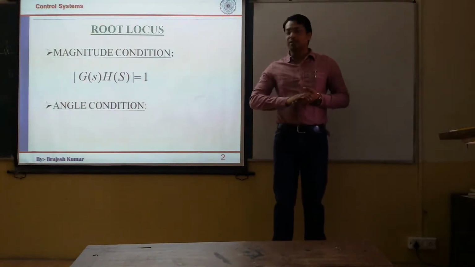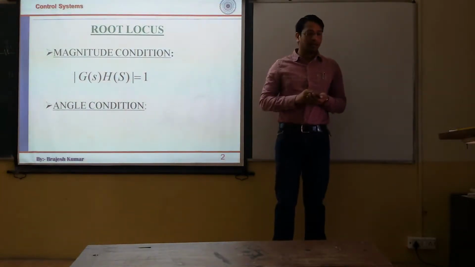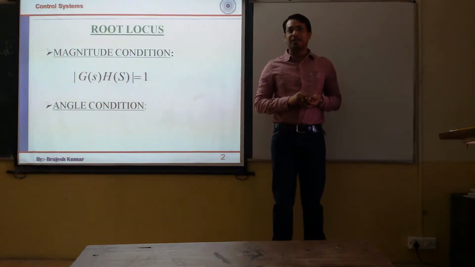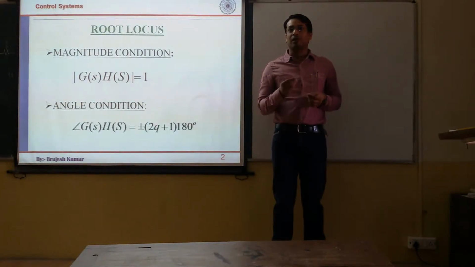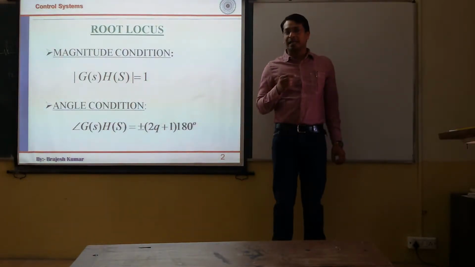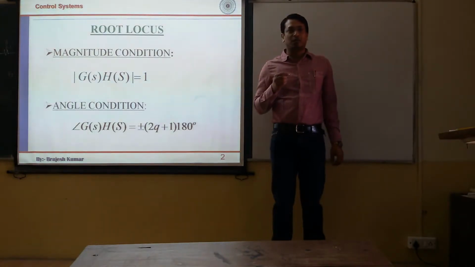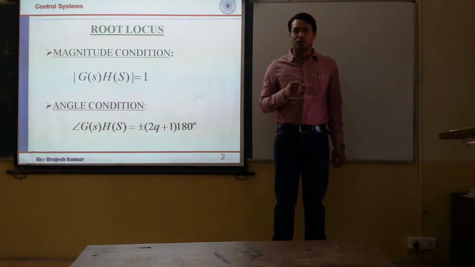Okay, in the previous class we have seen the magnitude condition and angle condition for a root locus, and we know that we have also defined the root locus as a locus of points which is plotted in S plane with a variation of value of gain k. If the gain k is varying from 0 to infinity, we say that it is direct root locus, and if the gain k is varying from minus infinity to 0, or you can say 0 to minus infinity, it was inverse root locus for us.